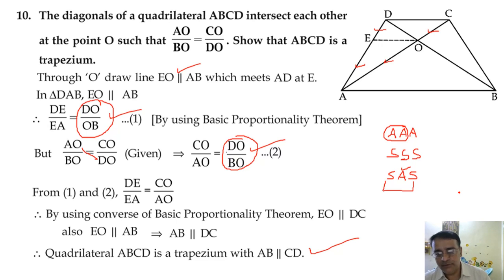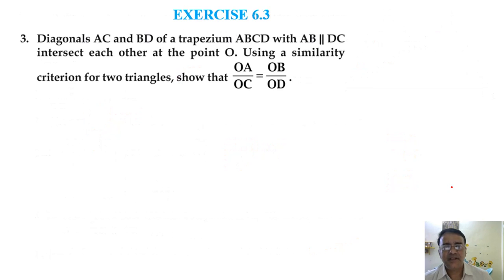So now we'll move towards exercise 6.3, that is completely based on similarity of triangles. Let us start with question number 3 first. Diagonals AC and BD of trapezium ABCD with AB parallel to DC intersect each other at the point O. Using a similarity criteria for two triangles, show that OA upon OC is equal to OB upon OD. This is the same question as question number 9 of the previous exercise, but here we are using similarity.